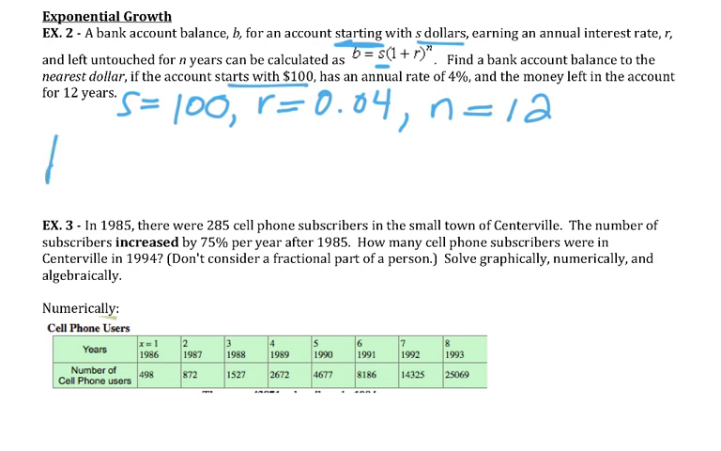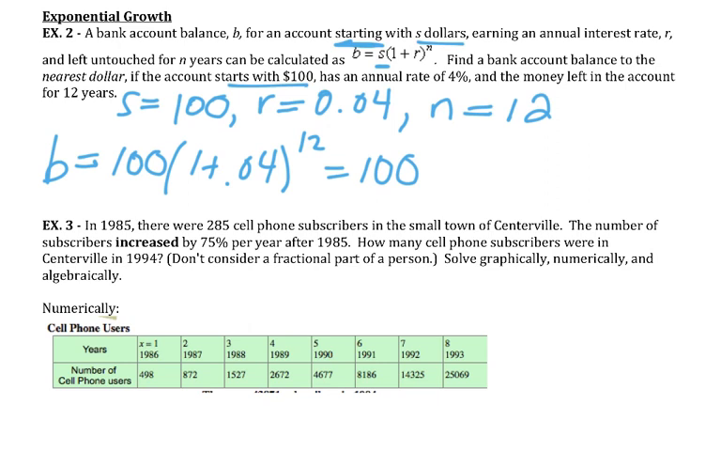So now we just plug it into the equation. So B equals 100 times 1 plus 0.04 raised to the 12th years. So 100 times 1.04 to the 12th. And we're supposed to round to the nearest dollar. That ends up being about $160.